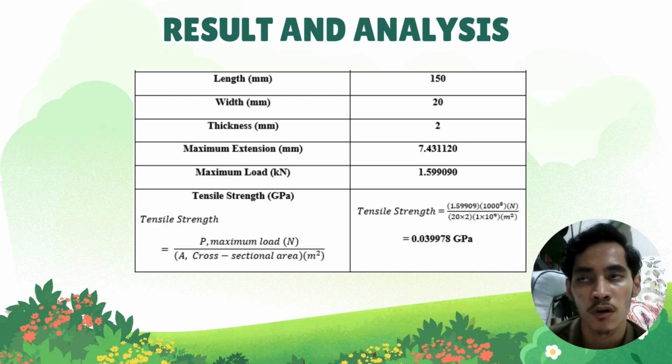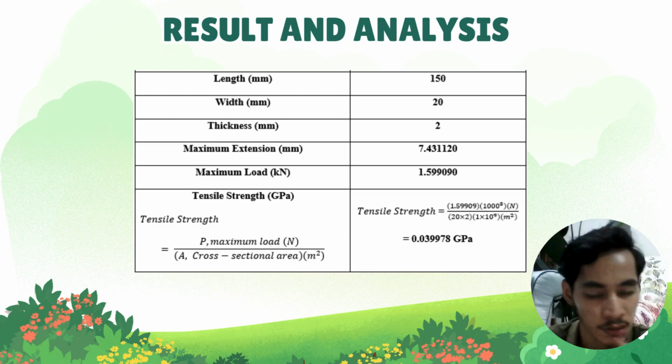We will use the value of maximum load to determine the tensile strength, and this is an example of how we calculate the tensile strength. We decided to calculate tensile strength in the unit of gigapascal, which means 1 times 10 to the power of 9 is for giga. So the maximum load is in kilonewton, and we needed to multiply it by 1,000 in order to eliminate the kilo.